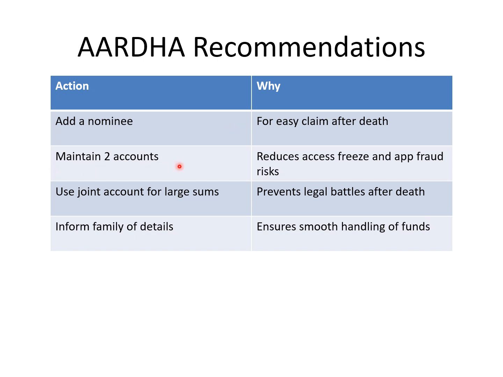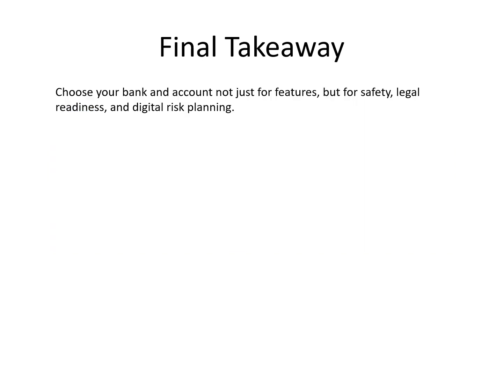Also, maintain two accounts. This reduces access freeze and app fraud risks, right? Also, banks are offering joint accounts for savings and fixed deposits, etc. So please use joint accounts if you have lump sum money. If you have more amount in savings or FD, you can hold it jointly with your spouse or kids so that it prevents legal battles after death. Also, inform your family of the details of your accounts, who is the nominee for which account, all this. This ensures smooth handling of funds.